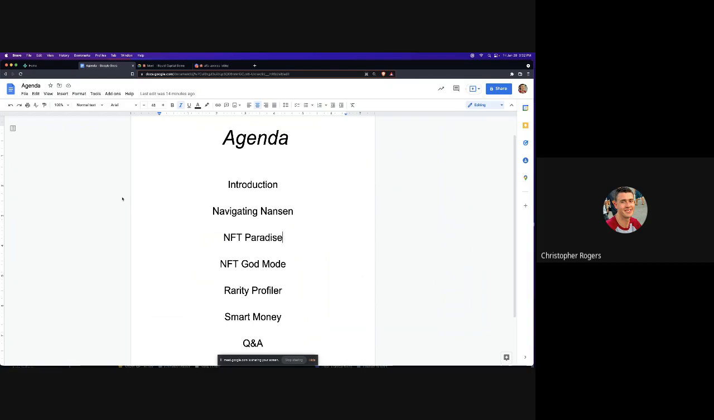While we wait, I'm assuming everyone can see the agenda for today. We have a few things to touch on. The first is a brief introduction of Nansen and myself, and then a general understanding of how to navigate Nansen. Then we'll dive into a bit more of a workflow, where we'll look at our NFT Paradise tool, which gives us a general overview of everything taking place in the NFT market.